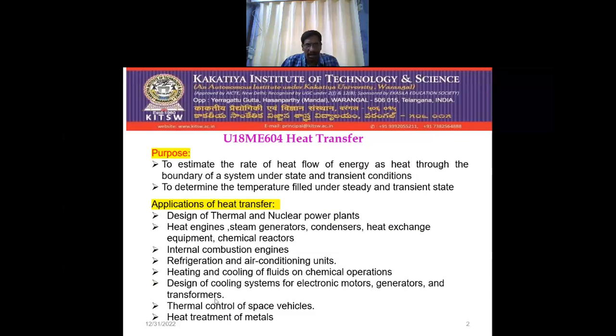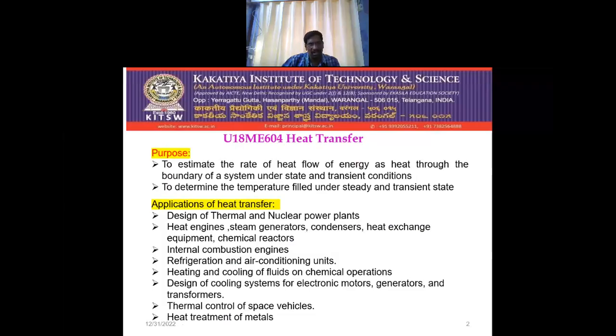The main applications of heat transfer, as I just told, are electronic cooling, heating of fluids, cooling of fluids, heat engines, nuclear power plants, thermal power plants, internal combustion engines, refrigeration and air conditioning units, heat treatment of metals, and heating and cooling of fluids. These are all the applications of heat transfer. For all the applications you see, from 1 to 7 bullets, we make an assumption that the system is under steady state conditions.